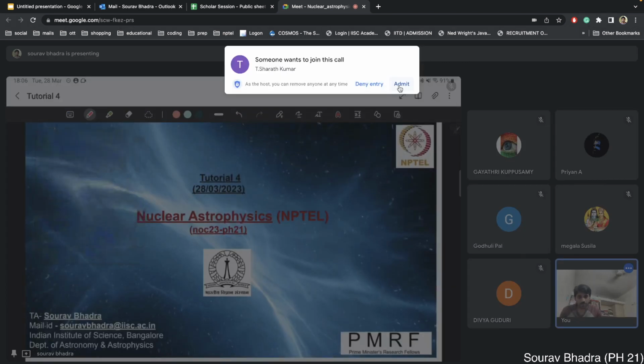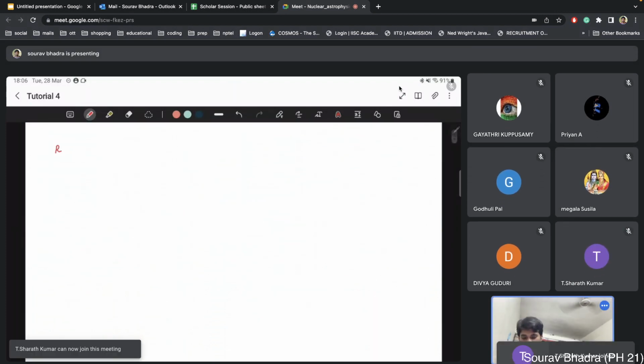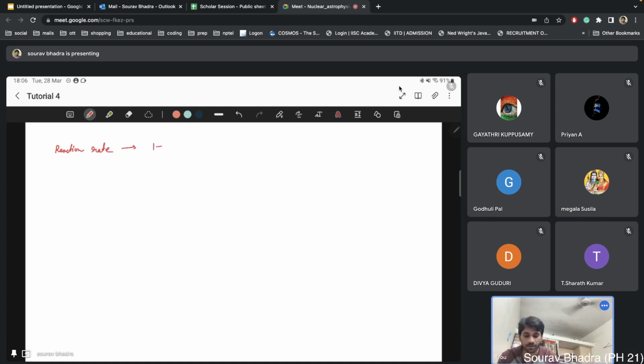In the last class we have done the reaction rate of a chemical reaction, like 1 and 2 making 3 and 4. In that case we can write the reaction rate as like this.